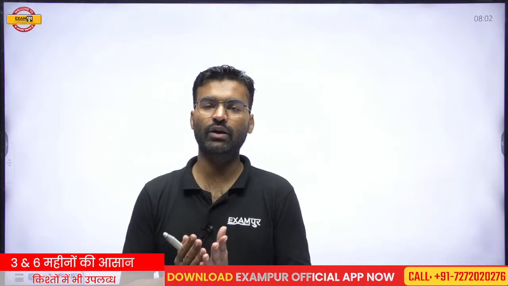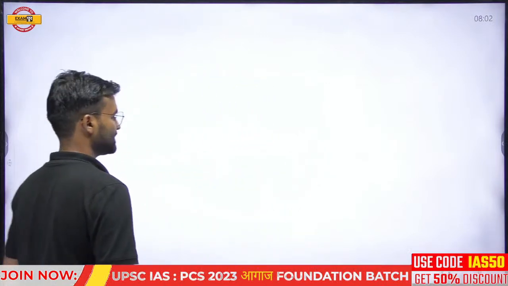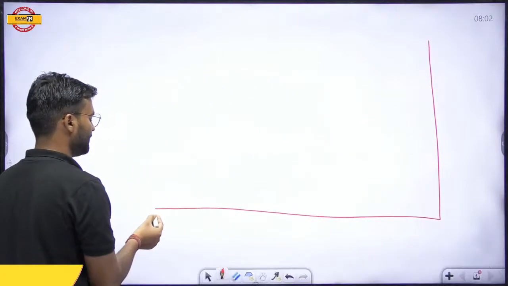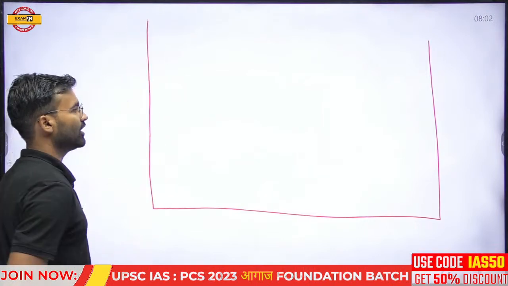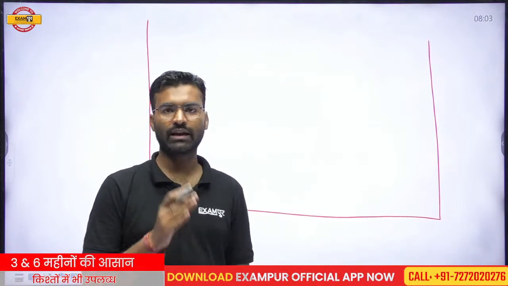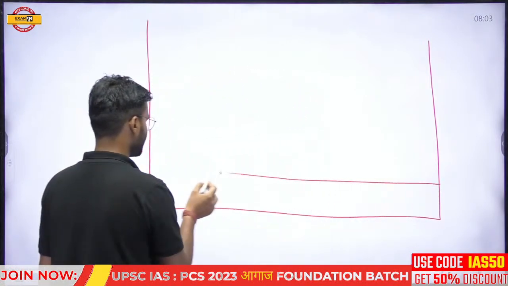In the last session, we started the World Climatic Zones. We discussed some climatic zones like the equatorial climatic zone, monsoon type climatic zone, savanna type climatic zone and the desert type climatic zone. If you remember, we also discussed the basic difference between climate, weather and season. We discussed all these things in the last session.